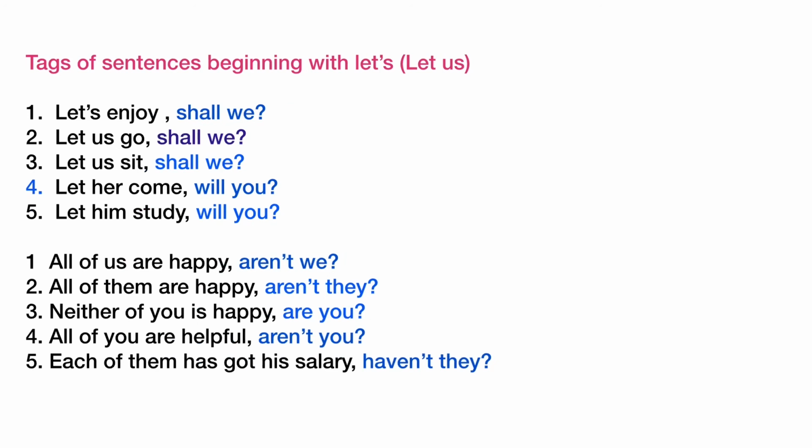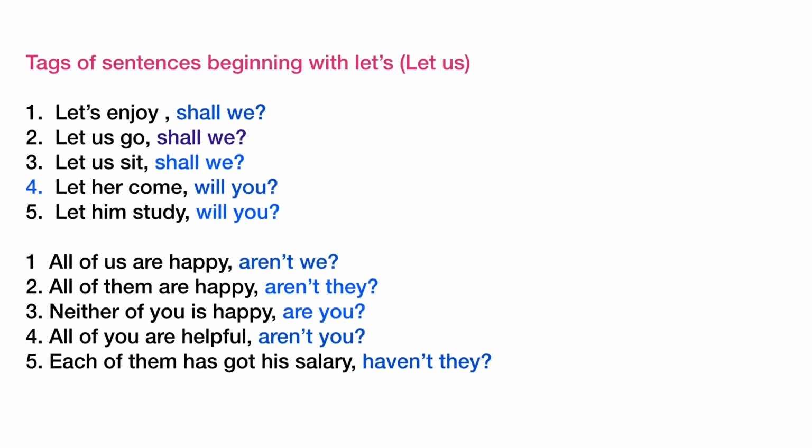Tags of sentences beginning with let's. Let's enjoy, shall we? Let's go, shall we? Let's sit, comma, shall we? Question mark. Let her come. Then we will add, will you? Question mark. Let him study. Will you? Question mark.